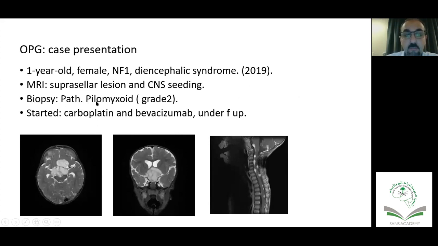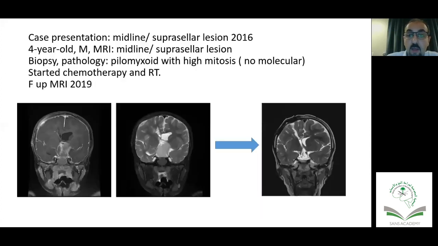Biopsy was done, pilomyxoid, grade 2, and it is reported they can be associated with seeding. Started chemotherapy. Chemotherapy is also a treatment choice, although it is low grade. Even for pilocytic, we give chemotherapy, and some of them respond well. Now, I'm showing this case because this is an example of a suprasellar lesion where they respond well to chemotherapy.